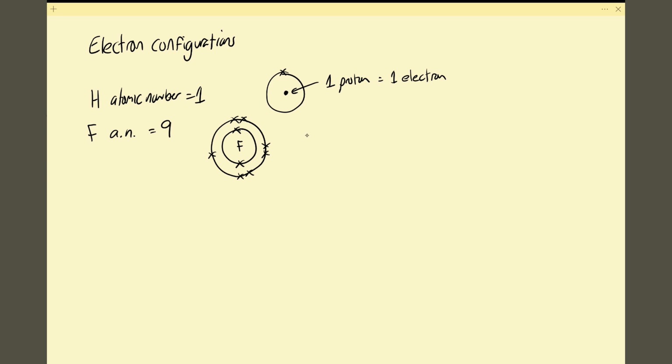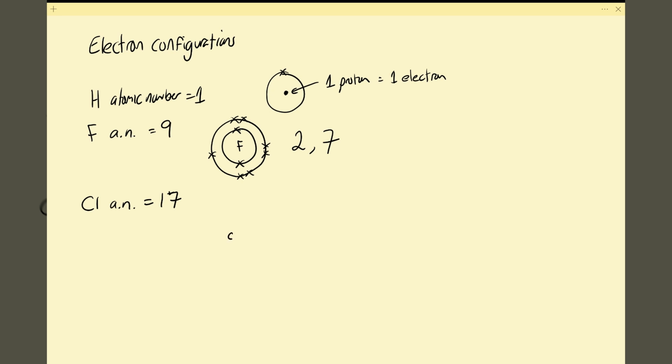The written version would be writing down the number in each shell, one after the other. So in the first shell we have 2, that's these 2 here, and in the next shell we have 7, comma separated. So 2, 7. Now for something like chlorine, the atomic number, I think, is 17. I'll just quickly check. I'm using ptable.com, and it is 17.